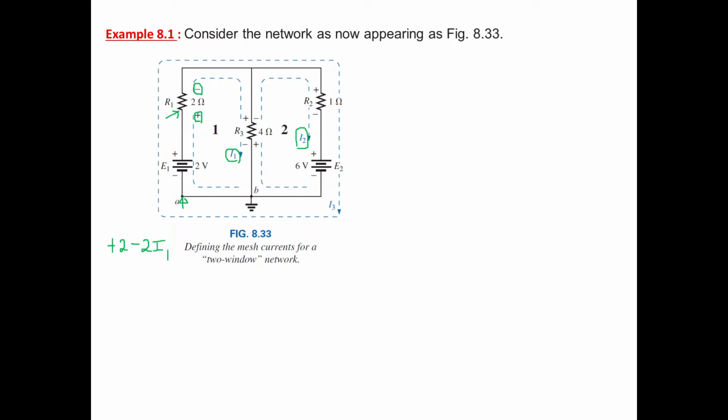The next element is R3. Now in R3 also the polarity is positive to negative, so it is a drop and we have to put minus. What is the value of the resistance? The value of the resistance is 4. And we have to write the current. Now while you write the current, you find that in resistance R3, 2 mesh currents are flowing. Now we are working with mesh 1.